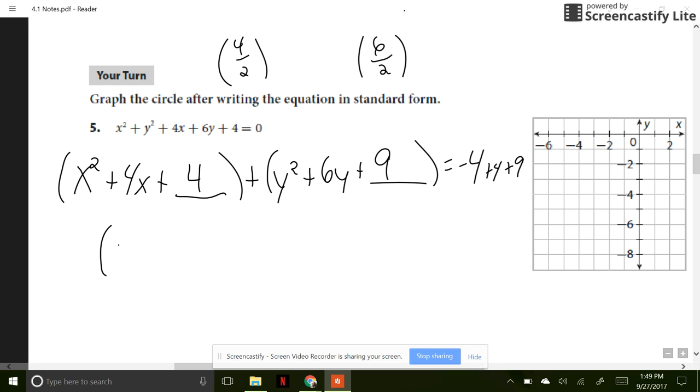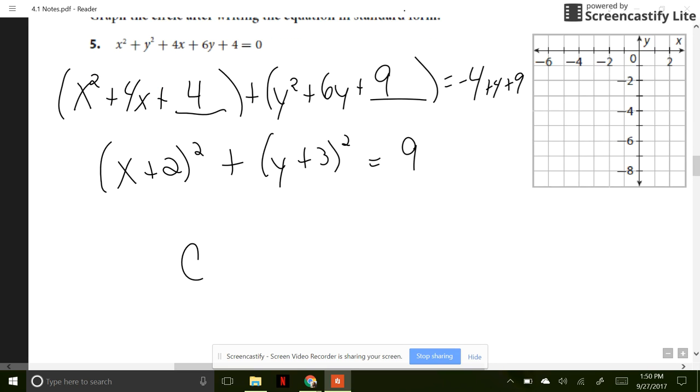Our perfect square would become x plus 2 squared. Our perfect square here would become y plus 3 squared. And then we combine our terms on the right. Negative 4 plus 4 is 0. 0 plus 9 is 9, which means our center is going to be at negative 2, negative 3, and we'll have a radius of 3.